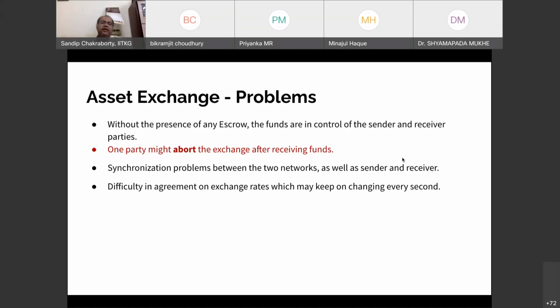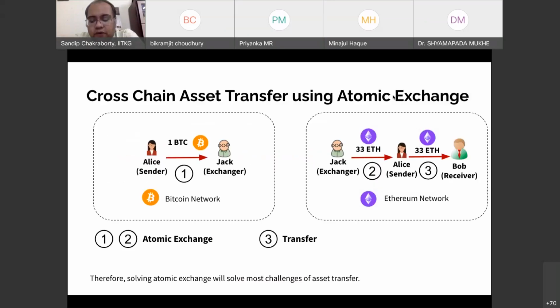But supporting this is problematic in a completely decentralized network. So here comes the question: how are we going to support atomic exchange on top of such a decentralized architecture or decentralized network? Well, from that aspect, this protocol emerged, which is about cross-chain asset transfer using atomic exchange. So the idea is that you have an exchanger.